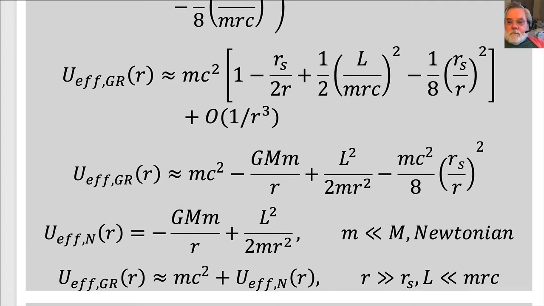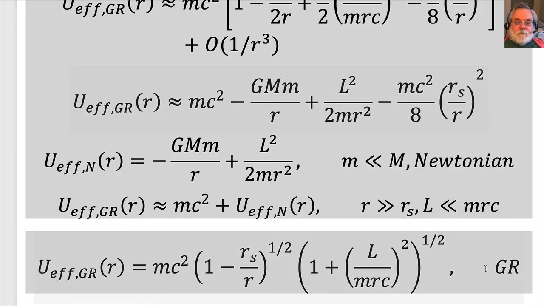So the general relativity version does reduce to the Newtonian version plus the rest mass energy when the radial distance is much larger than the Schwarzschild radius and the angular momentum is much less than mRc. That's good to know. But our interest in the remainder of this video is going to be close orbits of non-rotating black holes. So we need the full general relativity effective potential. So for the rest of the video, we're going to be using the full expression.